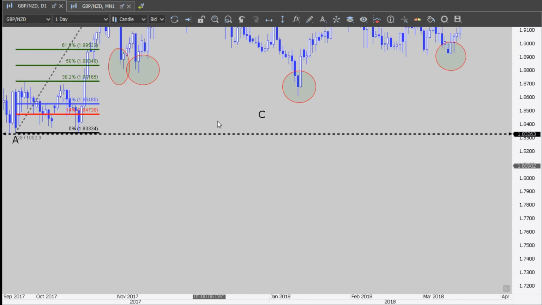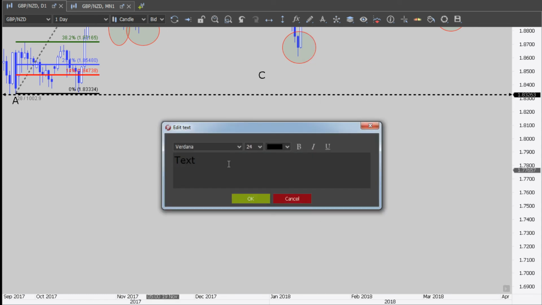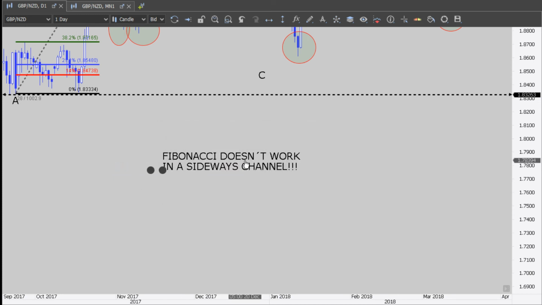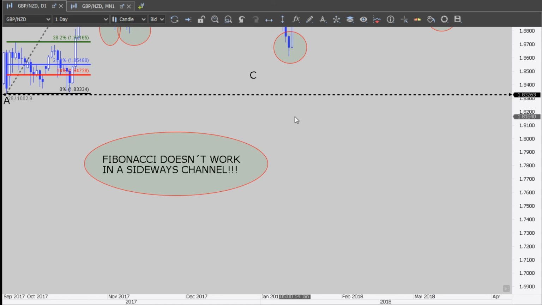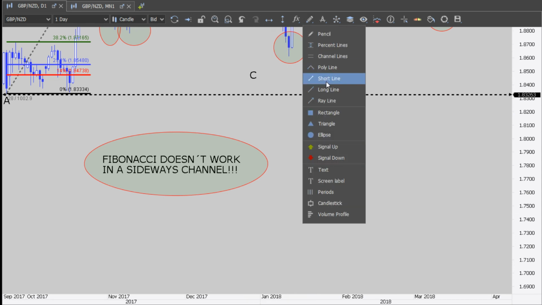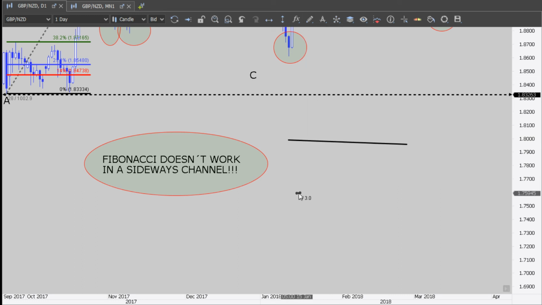Everybody listen to me. Okay, some of you don't listen. Listen to me. Fibonacci doesn't work in a sideways channel. Okay? Print this in your mind, everybody. Fibonacci doesn't work in a sideways channel. Forget about AUD-CHF, forget about USD-CHF, forget about Canada-CHF, forget about AUD-NZD, forget about those currency pairs on the monthly chart. Fibonacci does not work in a sideways channel.